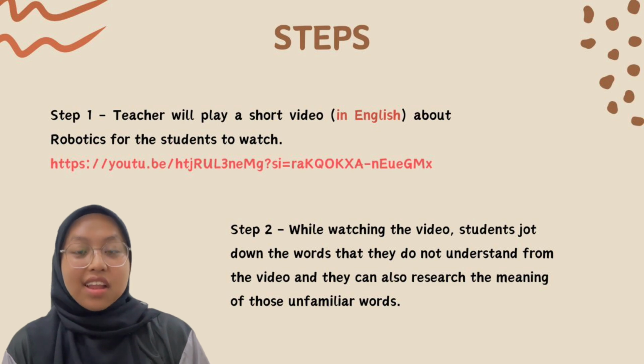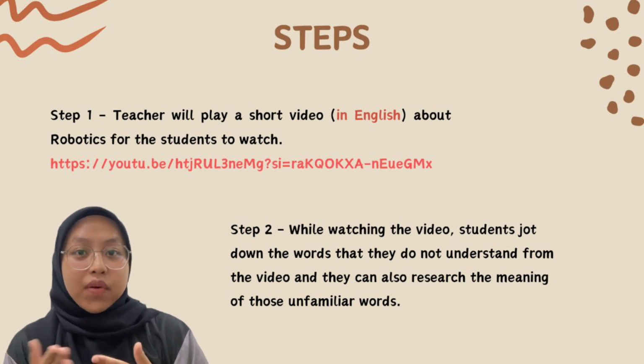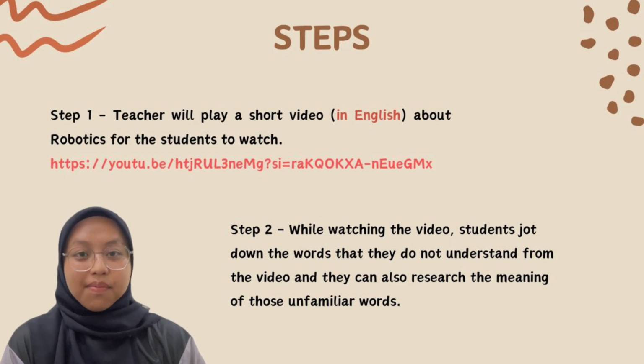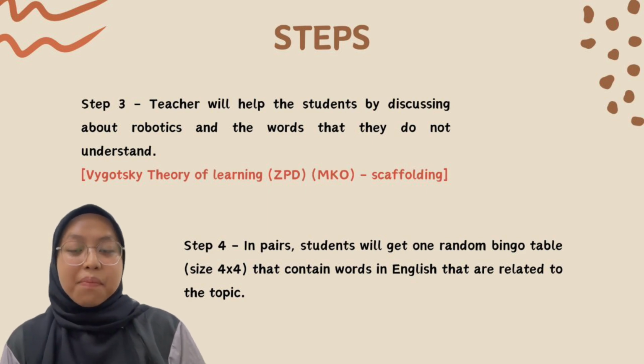Moving on to step 1, the teacher will play a short video on YouTube about robotics in the English language for the students to watch. Step 2, while watching the video, the students will jot down the words that they do not understand from the video and find the meaning of those unfamiliar words. Step 3, the teacher will also help them by discussing robotics and the words that they do not understand. This is related to Vygotsky's theory of learning, the ZPD, which is scaffolding. The ZPD stands for the zone of proximal development, which is defined as the space between what a learner can do without assistance and what a learner can do with adult guidance or in collaboration with more capable peers.